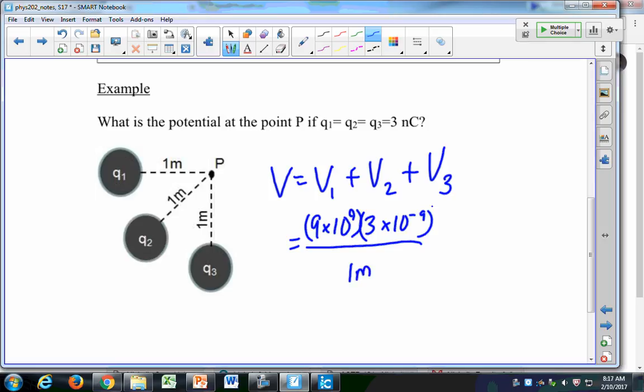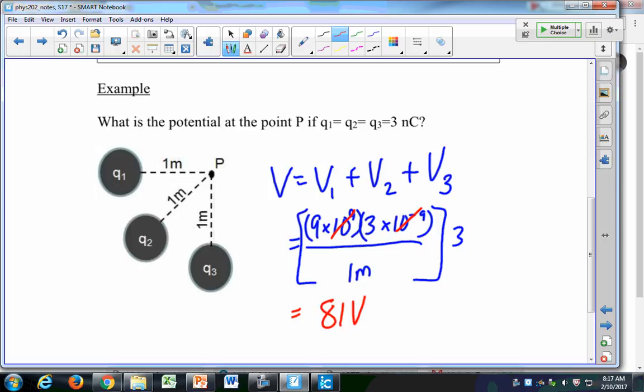And then since they're all the same, I can just multiply this times 3. I can write it out if you want, but I'd have this plus the same term plus the same term. And so that gives us a total potential of, let's see, often on the test the numbers work out easily, so check that. These cancel. 27 times 3, that's 81 volts.